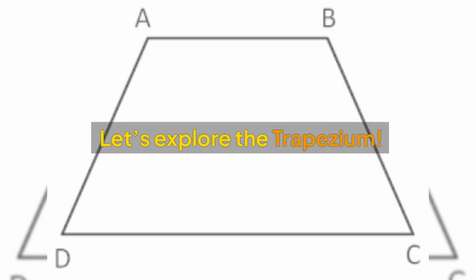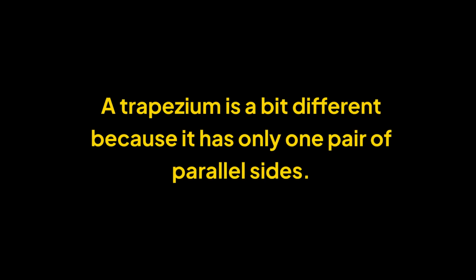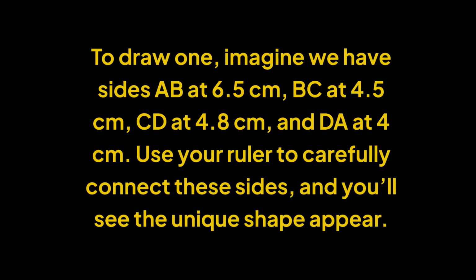Let's explore the trapezium. A trapezium is a bit different because it has only one pair of parallel sides. To draw one, imagine we have sides AB at 6.5 cm, BC at 4.5 cm, CD at 4.8 cm, and DA at 4 cm. Use your ruler to carefully connect these sides, and you'll see the unique shape appear.